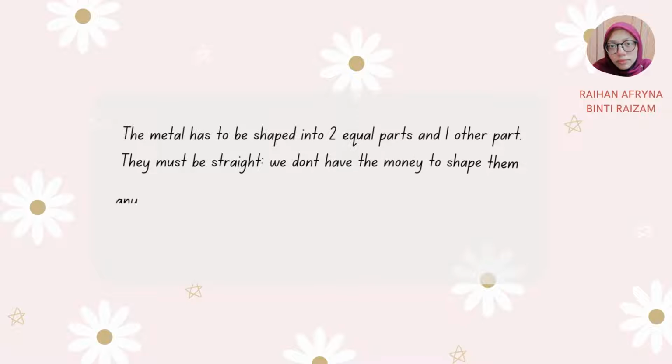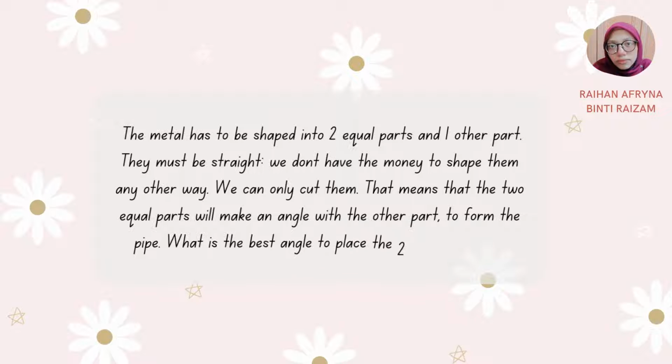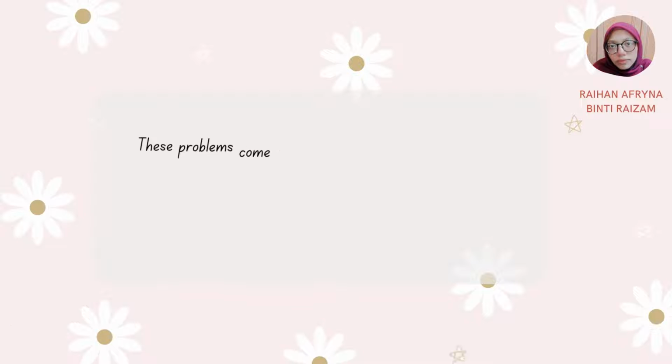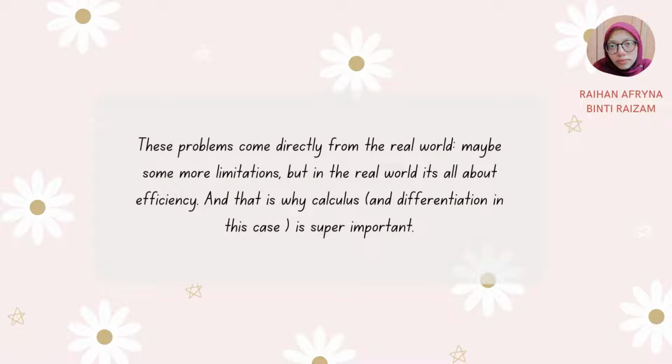So what we can do is we can only cut them. That means that the 2 equal parts will make an angle with the other part to form the pipe. What is the best angle to place the 2 equal pipes at? This problem comes directly from the real world. Maybe there are some more limitations, but in the real world, it's all about efficiency. And that is why calculus and differentiation in this case is super important.